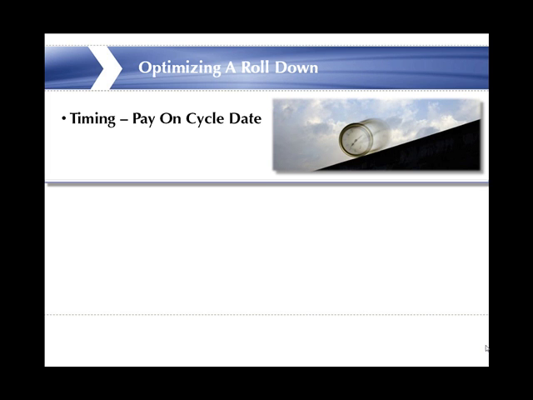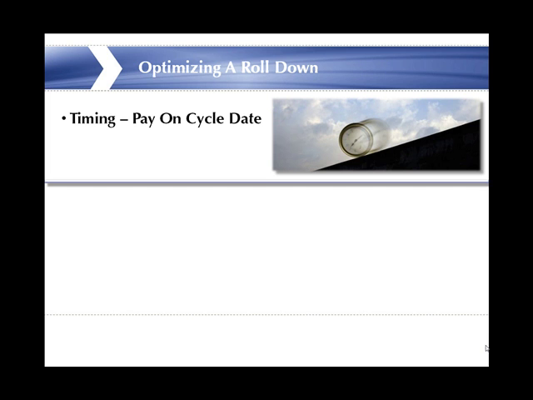All right, the first principle for optimizing a roll down is timing. Most people, as we said in the conventional approach, use the due date as their focal point. Well, the due date is the best date for you to make your payment if you're the credit card company. But for the owner of the card, for the consumer, the best date to make your credit card payment is on the cycle date or as close to the cycle date as you can get.